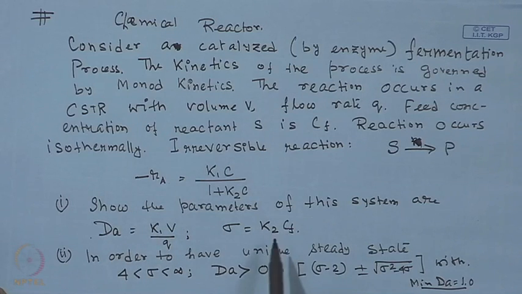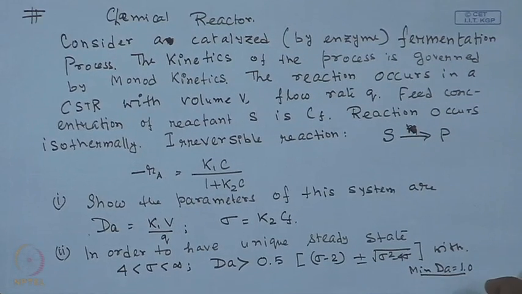Similarly, K2 times CF: K2 we may not be tuning for a particular reaction because it is fixed by the reaction kinetics, but feed concentration is in our control. So, it is one of the major operating conditions. Therefore, these two non-dimensional parameters, Damkohler number and sigma, must obey this relationship, that sigma must lie between 4 and infinity and dA has to be greater than this value, in order to have a unique steady state for this particular problem.